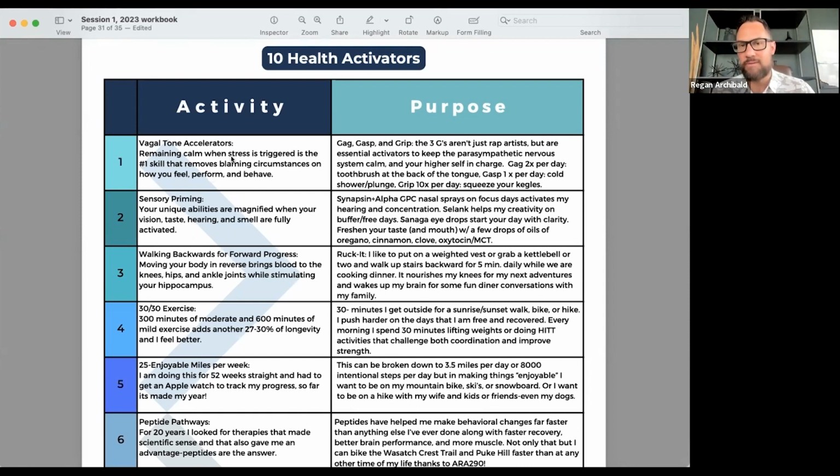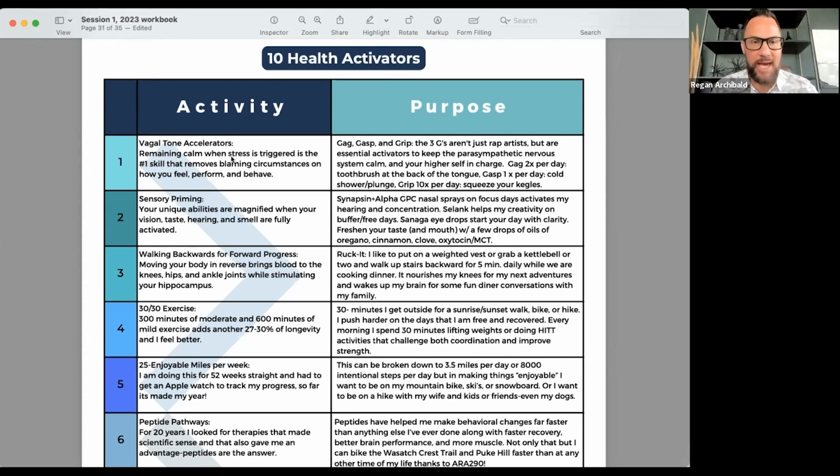But breathing alone is a way to activate vagal tone and create better heart rate variability. Exercise creates better heart rate variability, cold exposure. But the three things I'm going to recommend everybody is gag, gasp, and grip. The 3 Gs aren't just rap artists, but are essential activators to keep the parasympathetic nervous system calm and your higher self in charge.